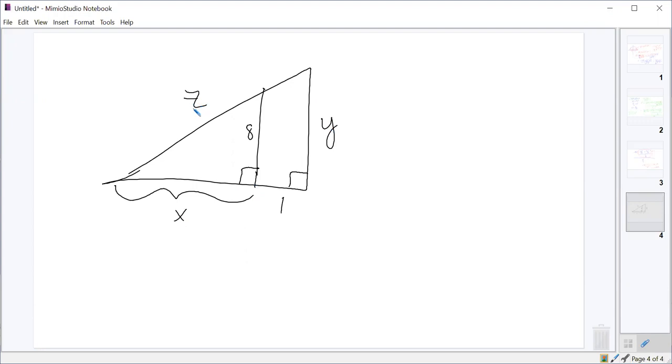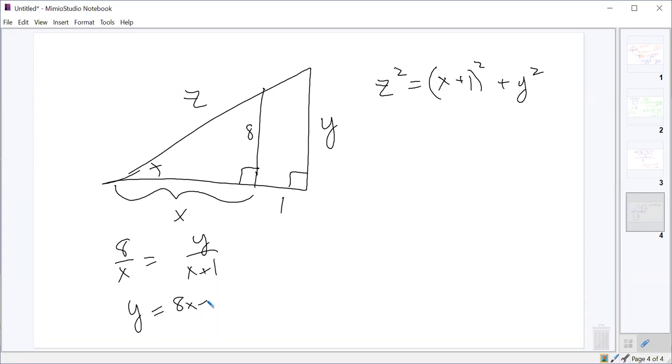And so we can use the Pythagorean theorem with Z squared is equal to (X + 1) squared plus Y squared. And then from there, we just need to figure out what Y is in terms of X. Since these are sharing this angle and they both have a right angle, we can see that these are similar triangles. And so we can set up a ratio of 8 to X is equal to Y to X + 1. And that Y is equal to (8X + 8) over X. So we can replace that there.